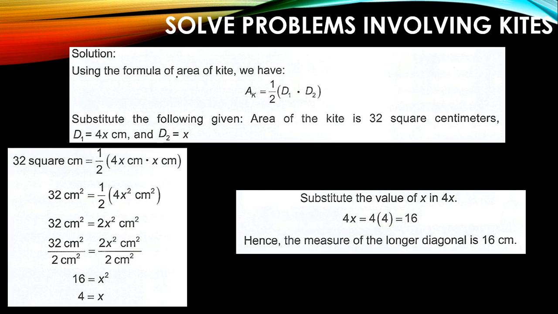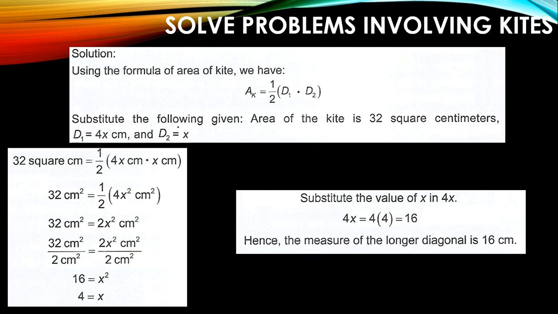So using the formula for the area of a kite, we have A sub k equals 1/2 times d sub 1 times d sub 2. Don't be confused with the letters. For example, here the d is small, and in another example the d is capital. So it's just the same. Then substitute the following givens. Area of the kite is 32 square centimeters, or cm squared. Then d sub 1 equals 4x centimeters, d sub 2 equals x. So d sub 2 represents the shorter diagonal, 4x represents the longer diagonal.